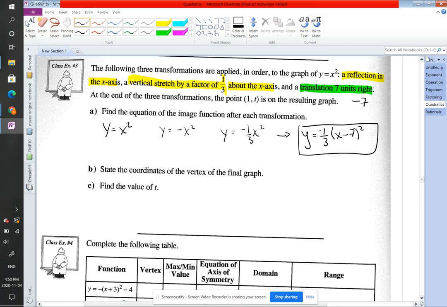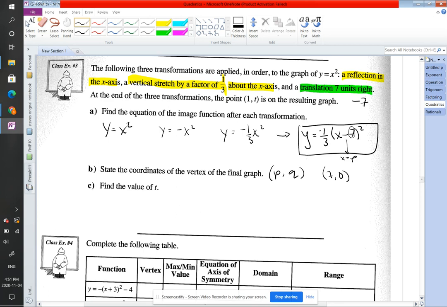State the coordinates of the vertex of the final graph. So we know the coordinates of the vertex are (p, q). So in this case, it's going to be (7, 0). We don't use negative 7 because the p-value, it's x minus p. That minus is supposed to be part of the equation. The p-value is just what's right there. So it's (7, 0).